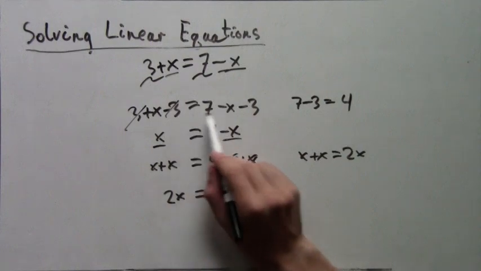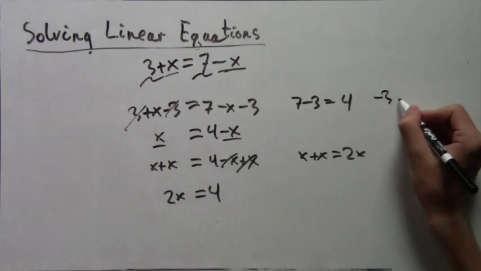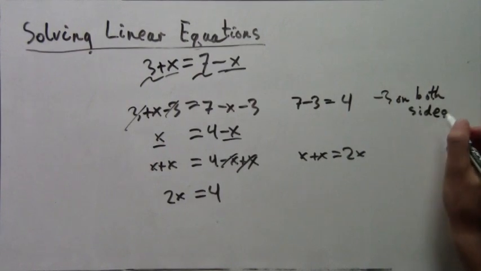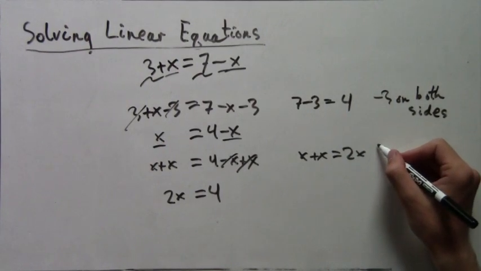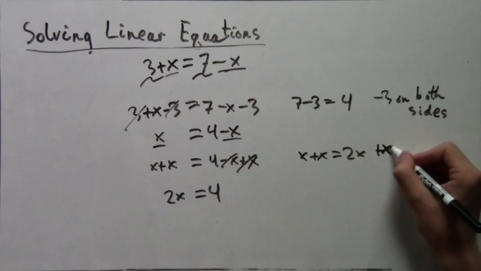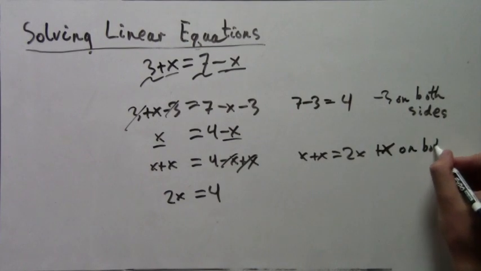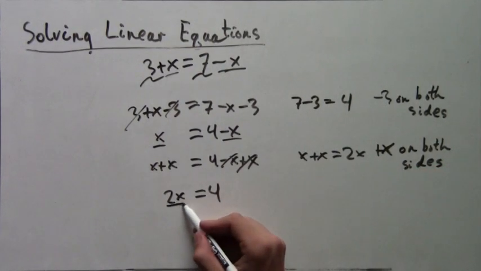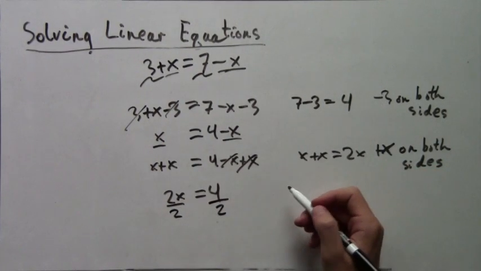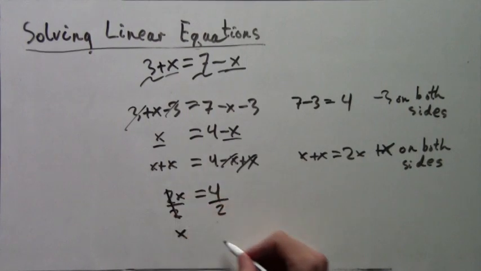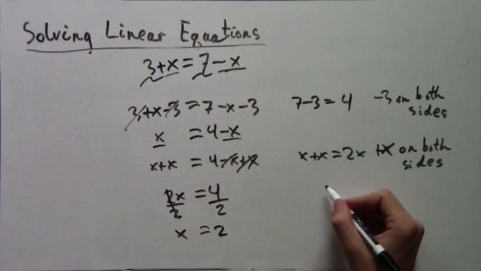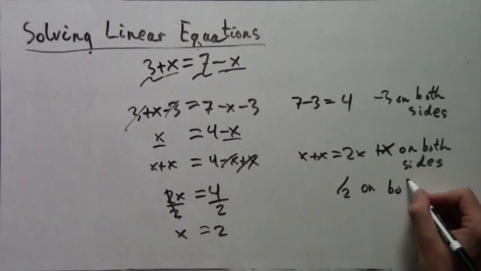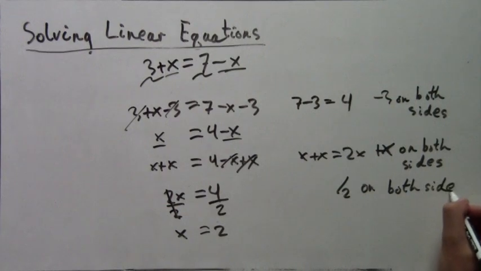So let's take a look at what we've done here so far. We have subtracted 3 on both sides, so it's allowed, and we've added x on both sides. That's all solving linear equations is about. It's just doing the same thing to both sides until you get x equals a number. So now we're going to divide by 2 on both sides, because we don't want 2x, we just want x. And this gives us x equals 2.